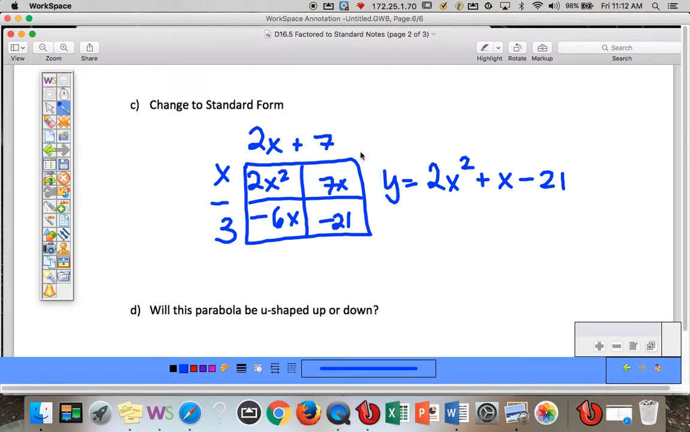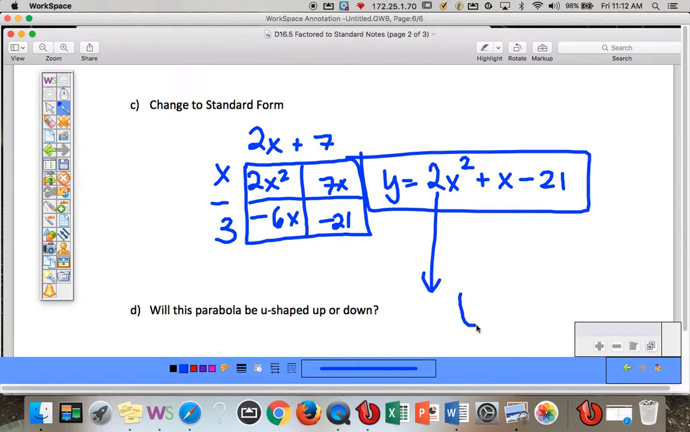What y equals. Is it U-shaped up or down? Look at the a value. It's positive, so it's going to be U-shaped up. Oops, I should have circled up.